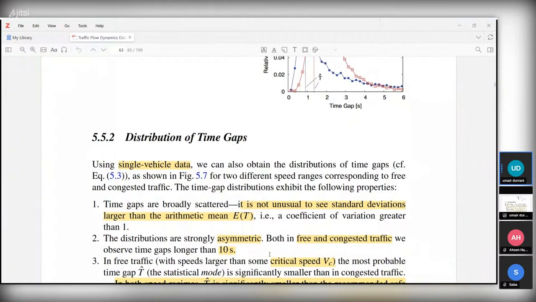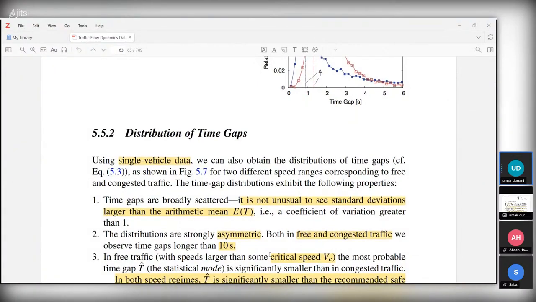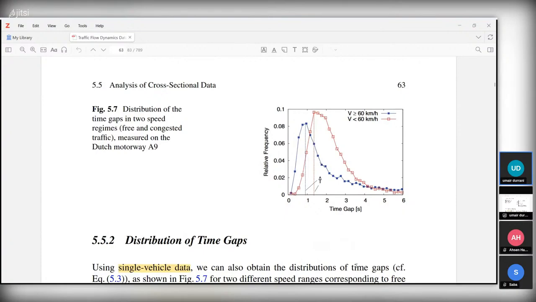And in the final subsection for today, we have the distribution of time gaps. So here's the plot for the time gaps. We see two distributions. On the x-axis, we see time gap. On the y-axis, we see relative frequency. So this is the distribution of the time gaps in two speed regimes, free and congested traffic.